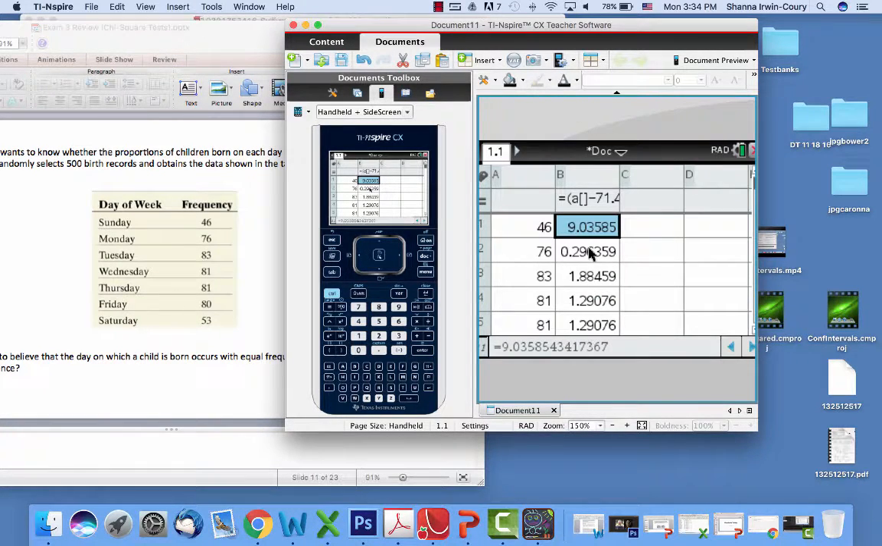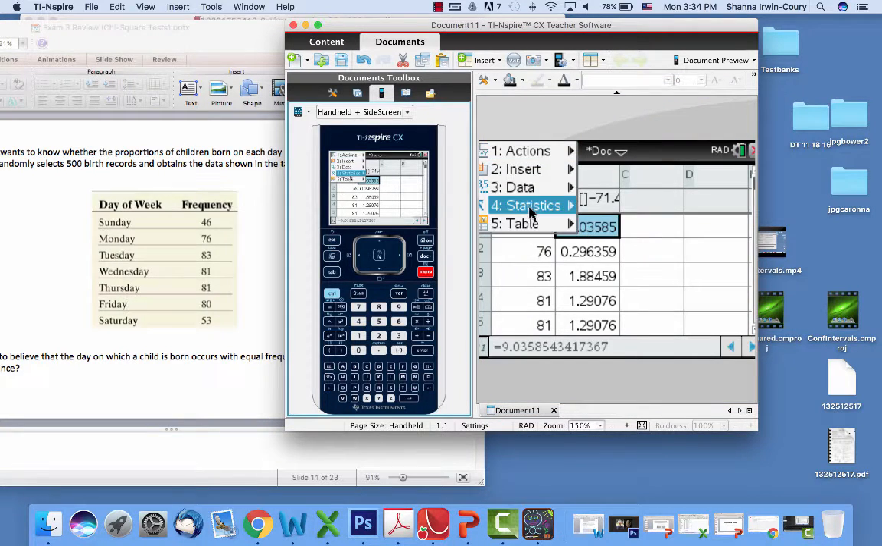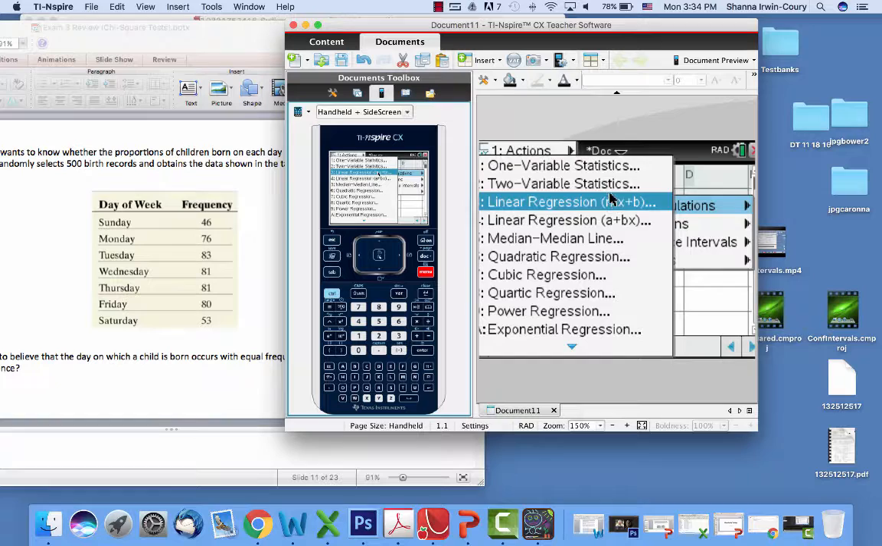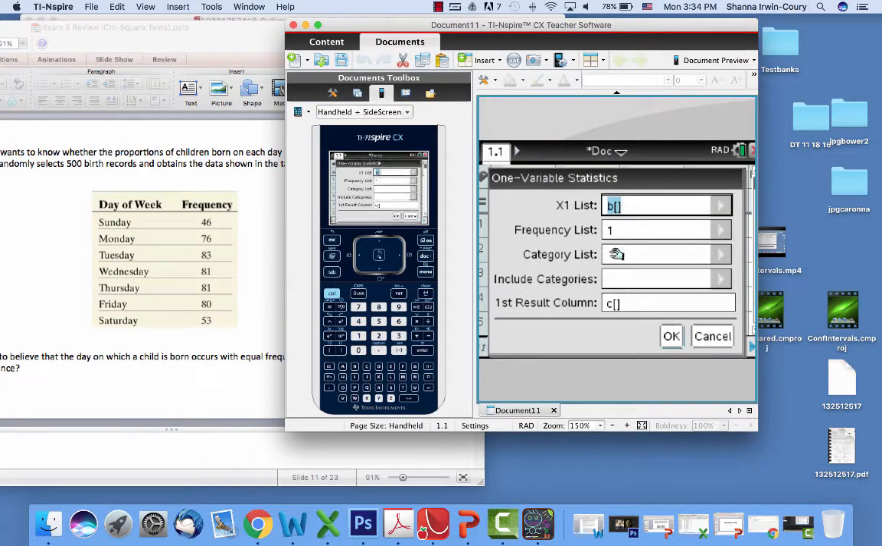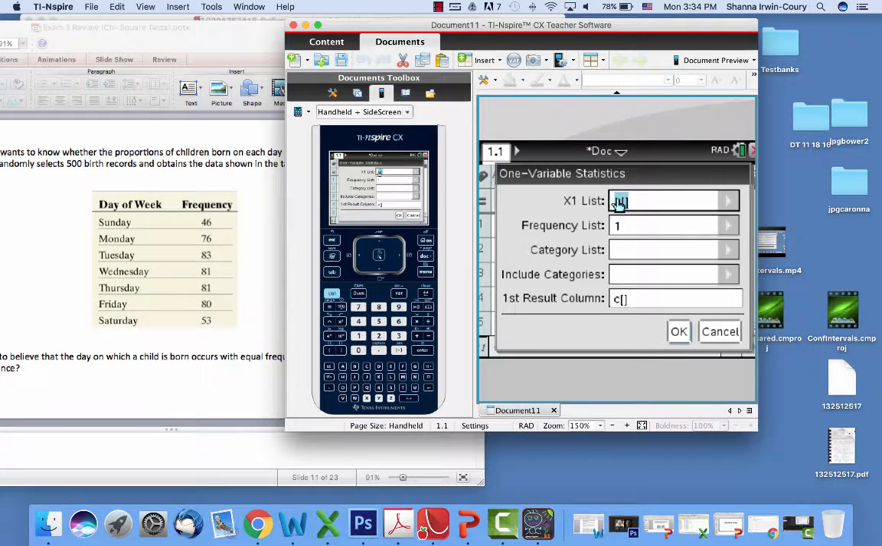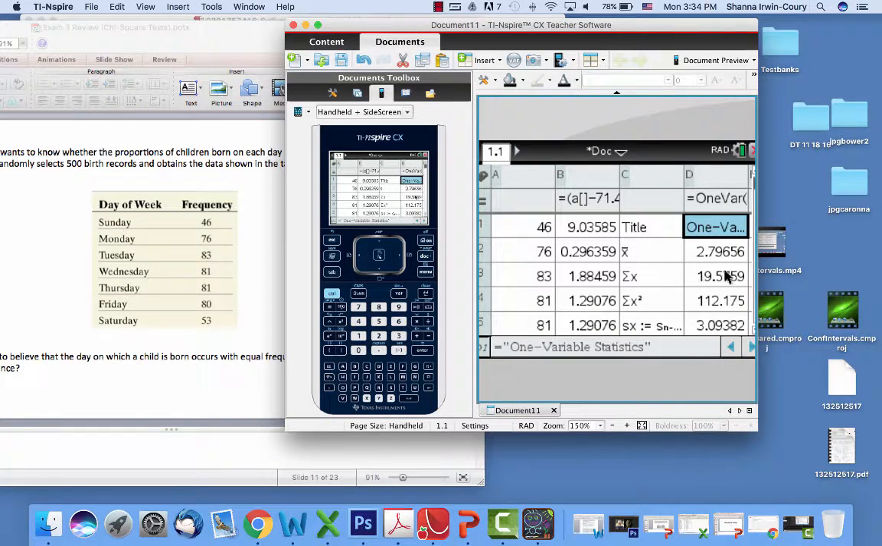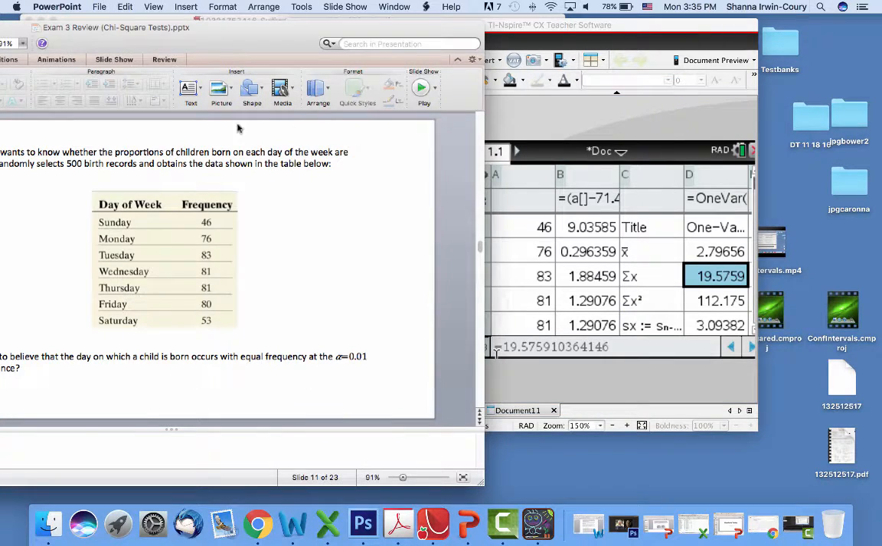Okay, so here's all these, and then I'm just going to do calculations, one variable stats from B, yeah. Okay, so the sum of the x's was 19.576. So 19.576 is our chi-squared value. And then we would compare it to the table.